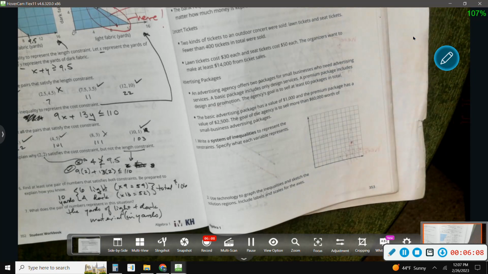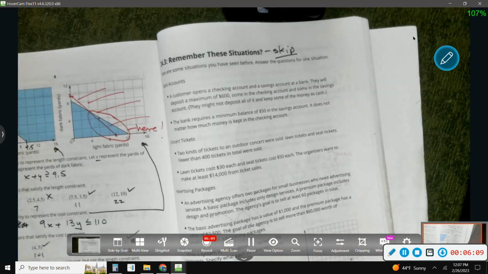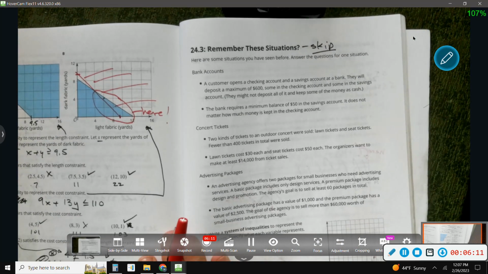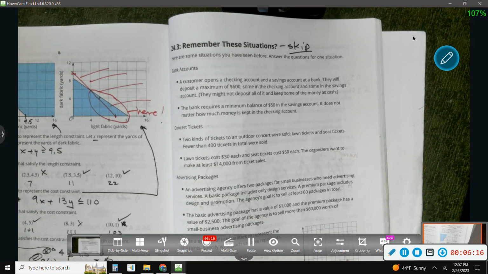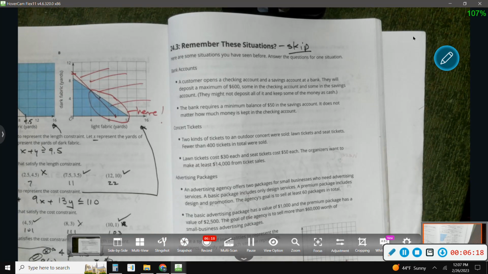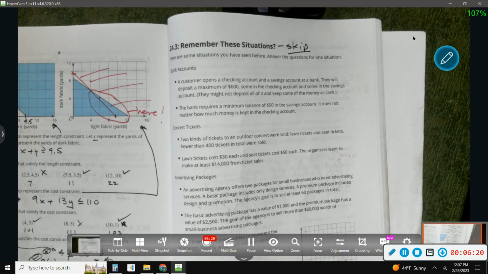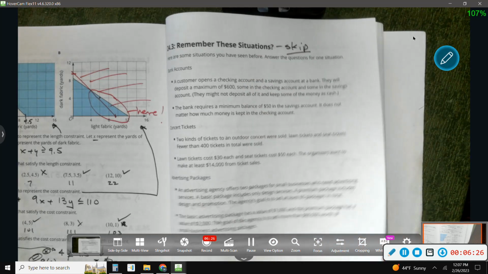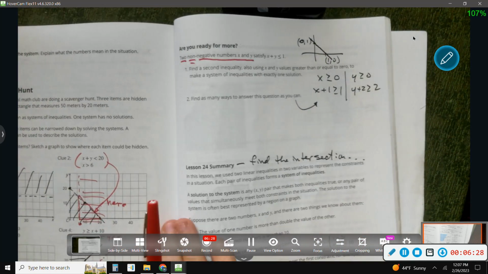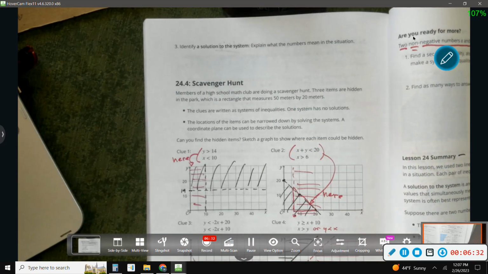Now this next one, I'm going to just skip it. I don't want you to go back and remember these situations. If you want to go back in your book and look those up for the bank accounts, the concert tickets, and the advertising packages, you can look those up. I'm not going to spend a lot of time here because we've already done it and you can easily look back. So that's not too bad. I want to concentrate more on the actual nuts and bolts of how to do this stuff.